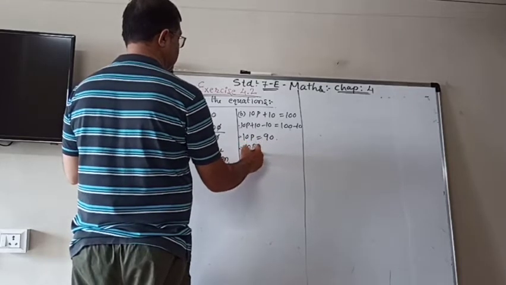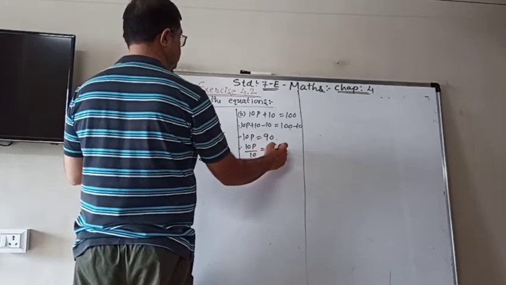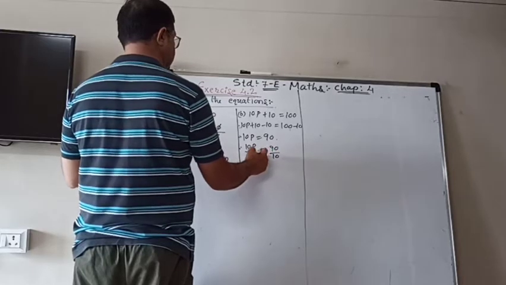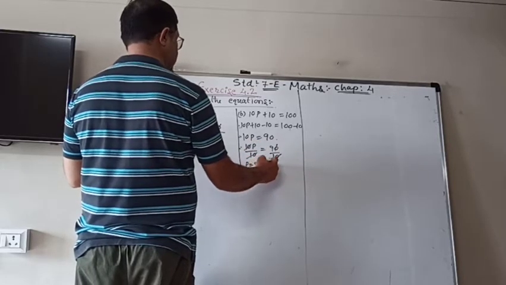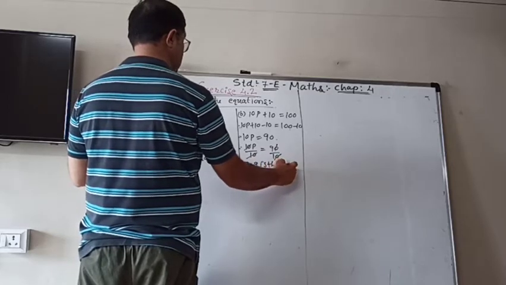So now divide by 10, 10p upon 10, 90 upon 10, 10 gone. So p is equal to 9 is the solution.